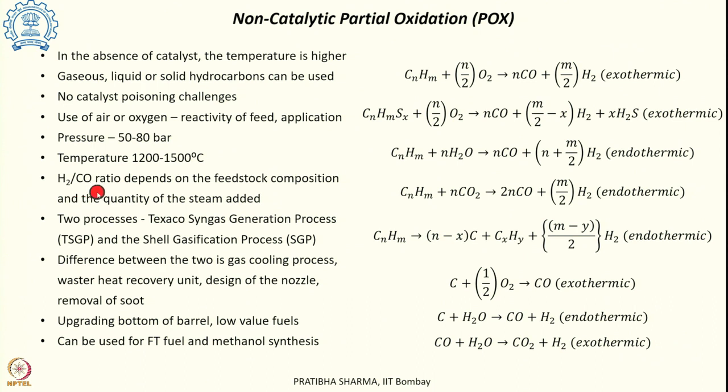The H2 by CO ratio which we will obtain from partial oxidation depends upon the composition of the feedstock used, and also how much steam is added to the process. There are two patented processes, the Texaco syngas generation process and the Shell gasification process. However, these are almost similar. The major difference lies in how the gas is being cooled, the waste heat recovery unit, as well as the design of the nozzle and the removal of soot.